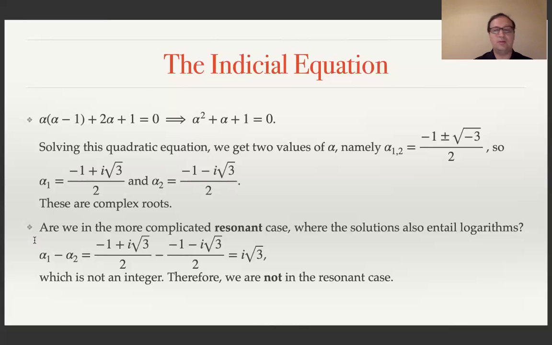So one more thing to check. Are we in the resonant case, and will we need to use logarithms in addition to generalized power series? To find out, we need to compute the difference of the two roots. So alpha 1 minus alpha 2 turns out to be i square root of 3. Since this is not an integer, we are not in the resonant case. So our solution will only involve powers of x, but it will be complex powers of x.